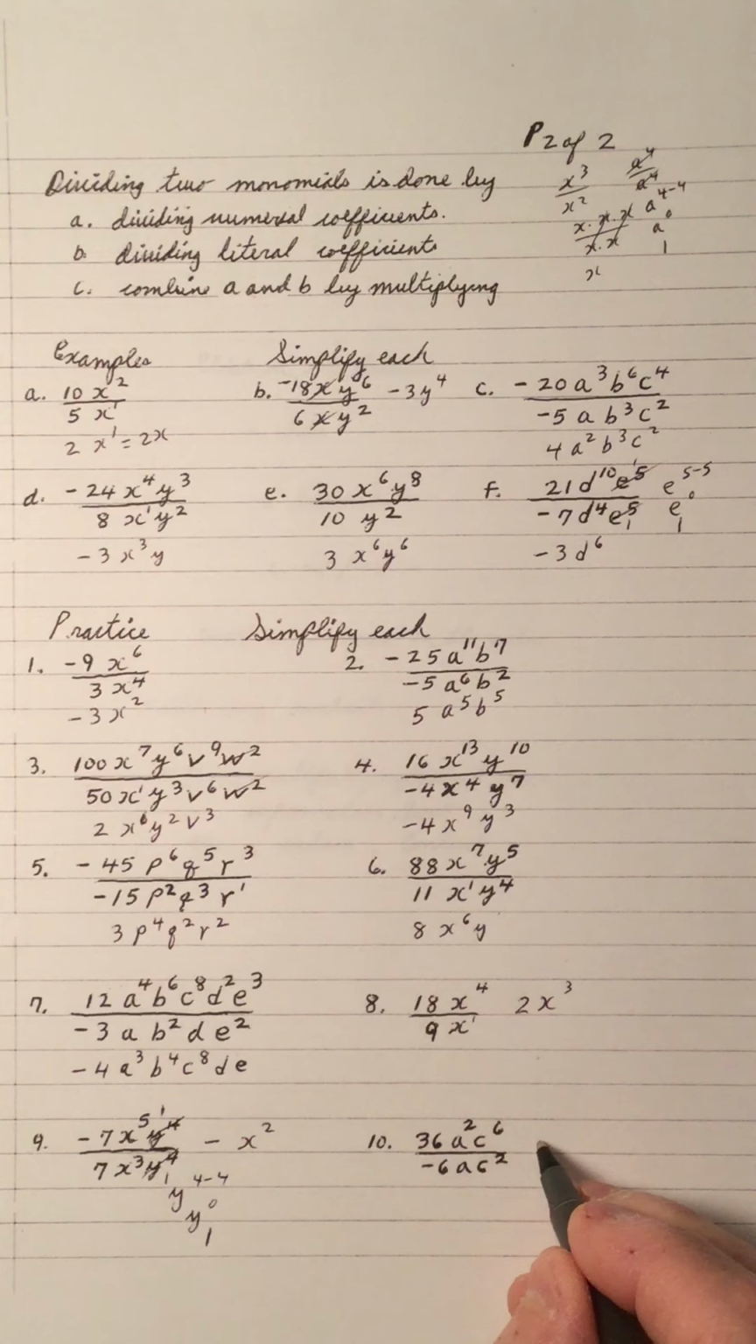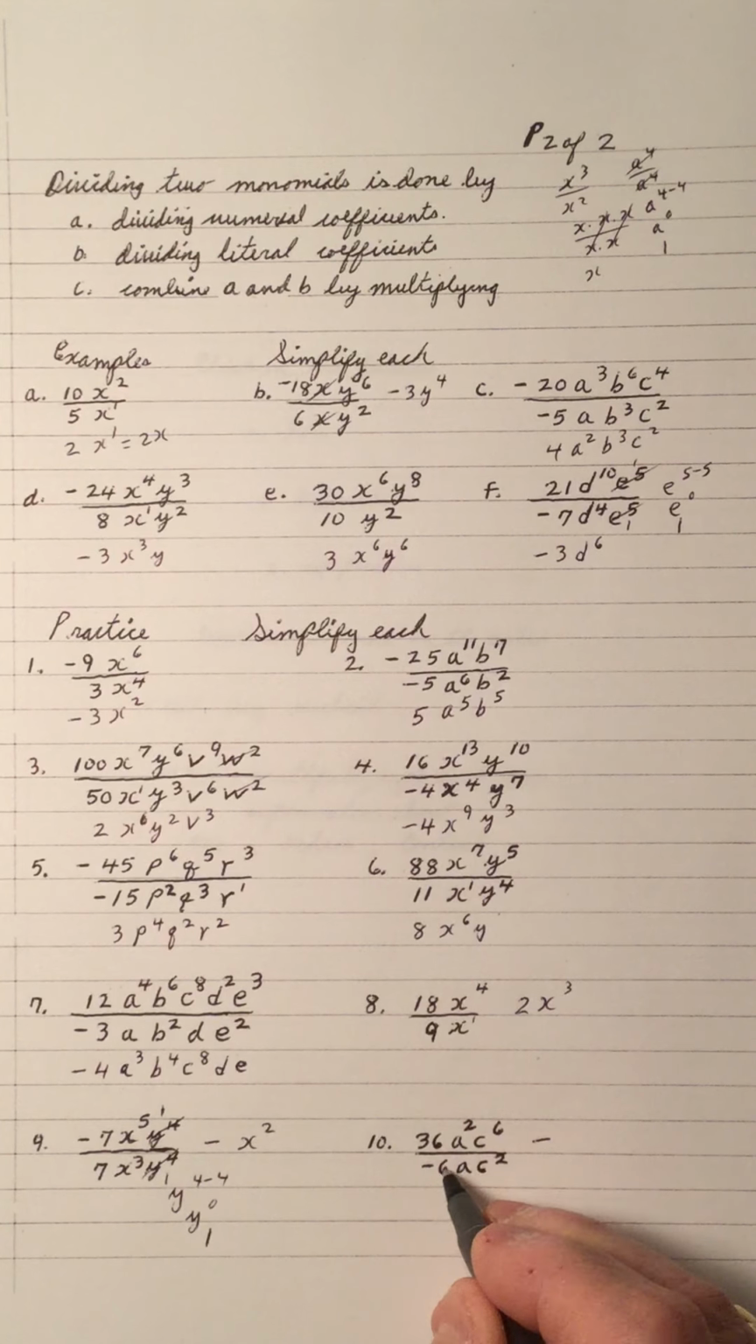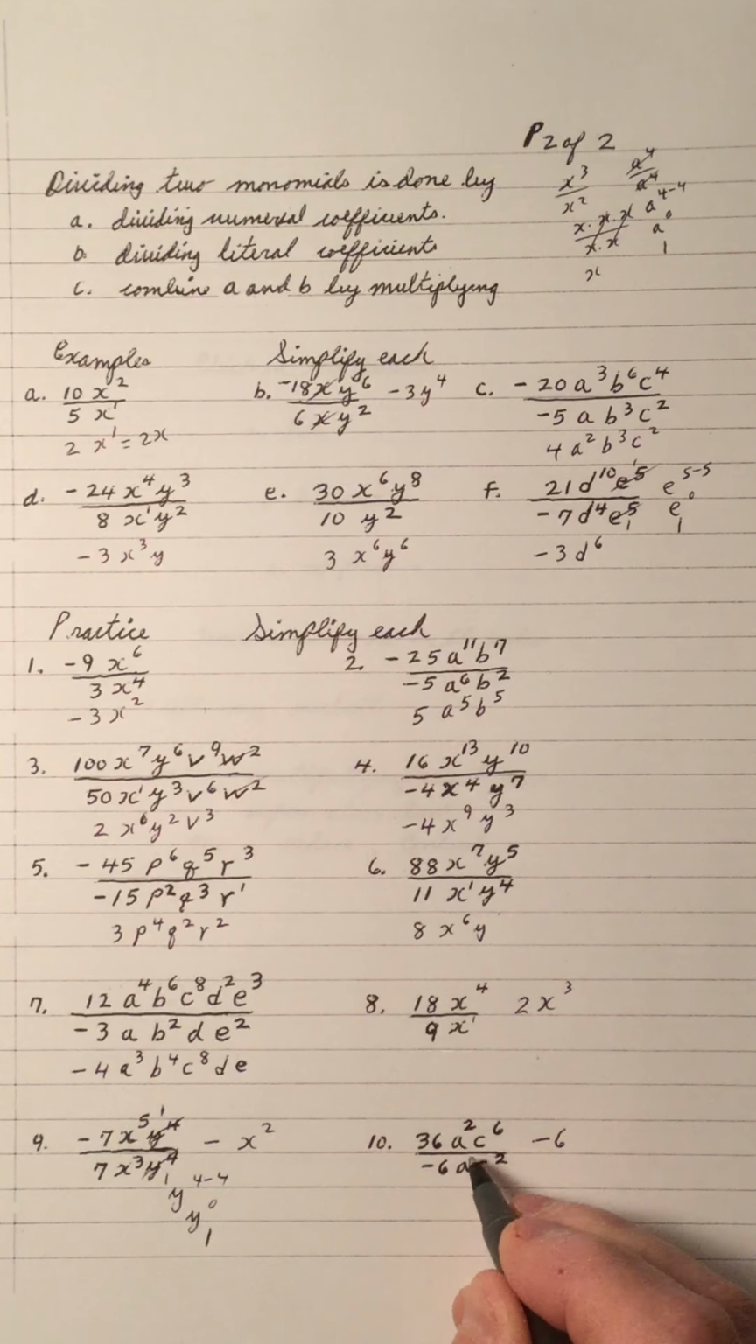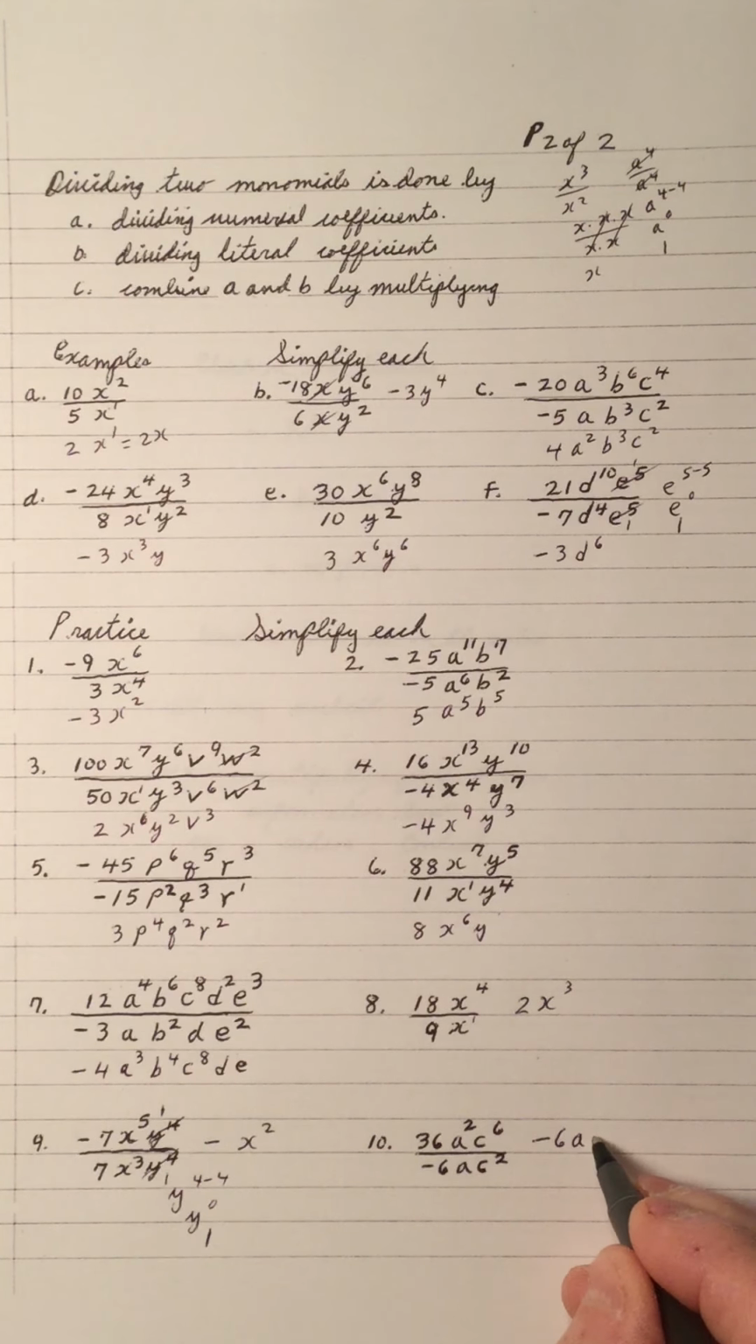So positive divided by negative is a negative. 36 divided by 6 is 6. And 2 minus 1 is 1. And 6 minus 2 is 4. Again, I didn't put the 1 there, as understood.